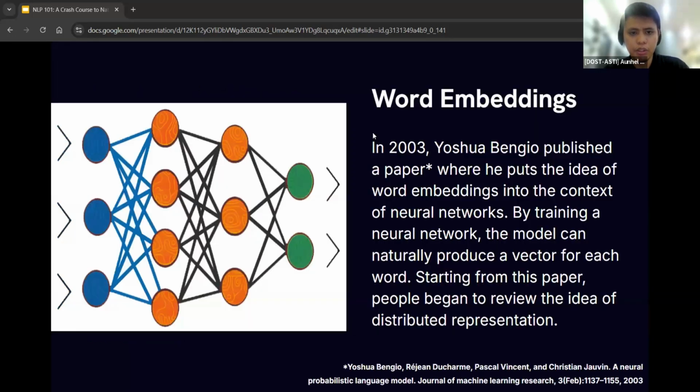So this is achieved using, in 2003, Yoshua Bengio published a paper on the idea of word embeddings in the context of neural networks. So neural networks were used to generate the numerical contextual representations, which we call word embeddings. Okay.